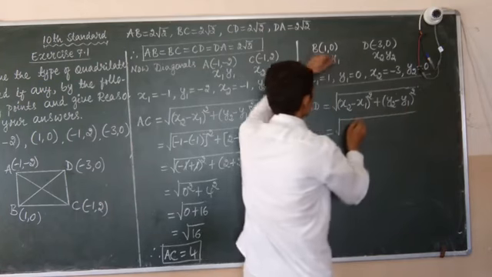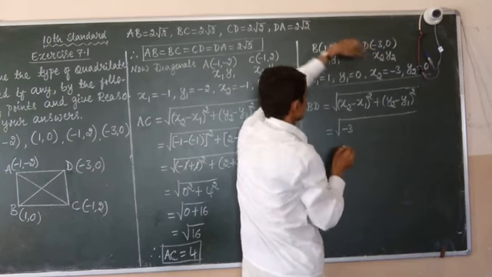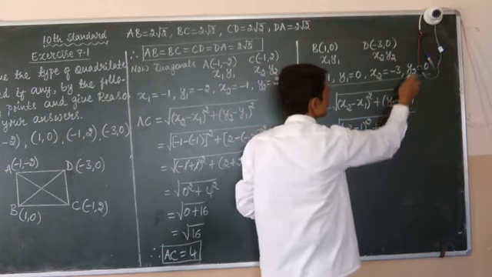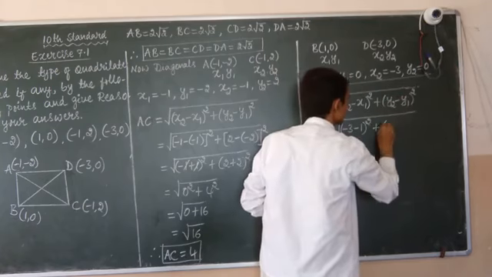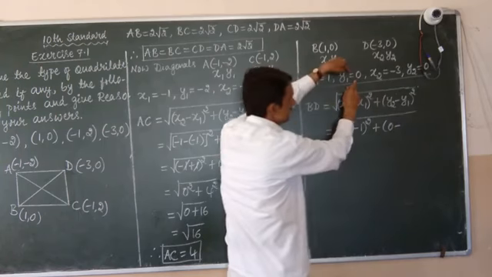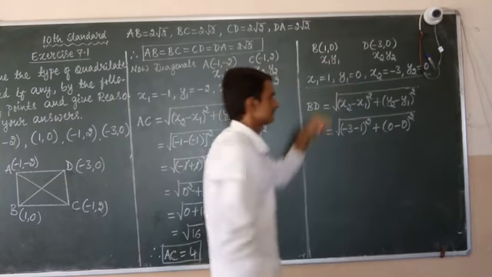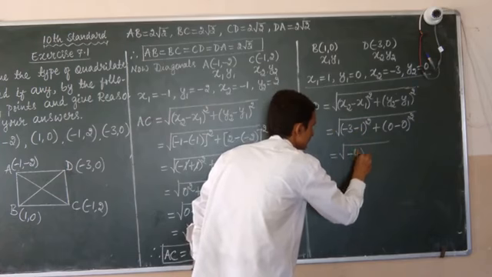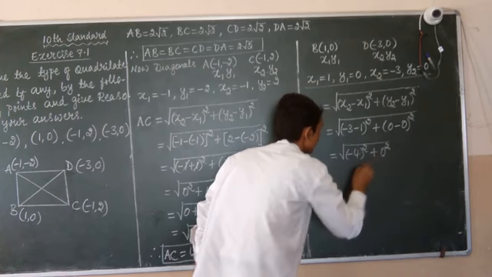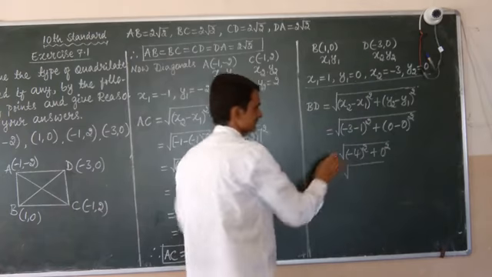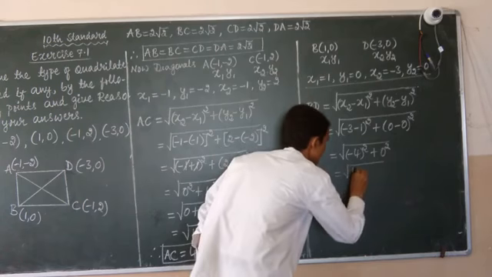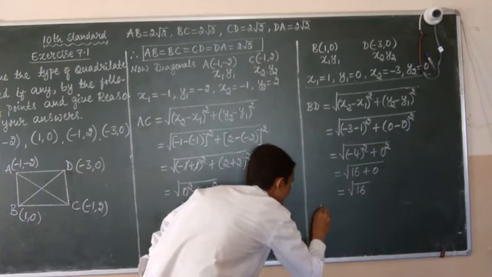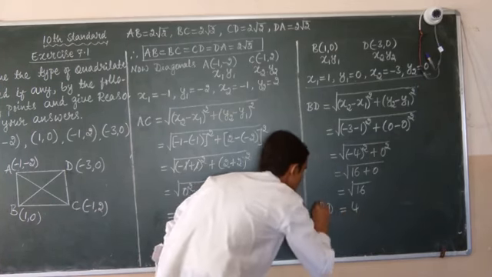Root of x2 is minus 3, formula we have minus x1, which is 1, whole square, plus y2 is 0, the value of y2 is 0, 0 minus y1 is again 0. It equals root of minus 3 minus 1, which will be minus 4 square plus 0 square. So minus 4 into minus 4 is 16, plus 0, which is equal to root of 16. The value of the diagonal BD is equal to 4.